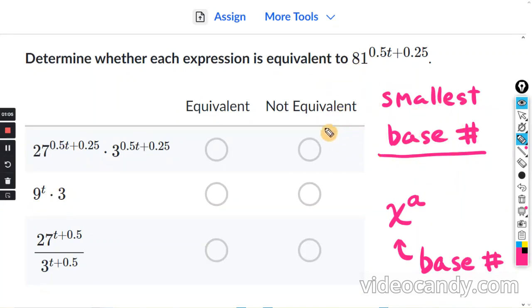I'm going to erase this, but just looking at the base numbers here, you see an 81, a 27, a 3, a 9, a 27, a 3. The smallest one is a 3. So the best bet in this case is that we're going to use the smallest base number, or 3. So let's take that approach and see what happens.